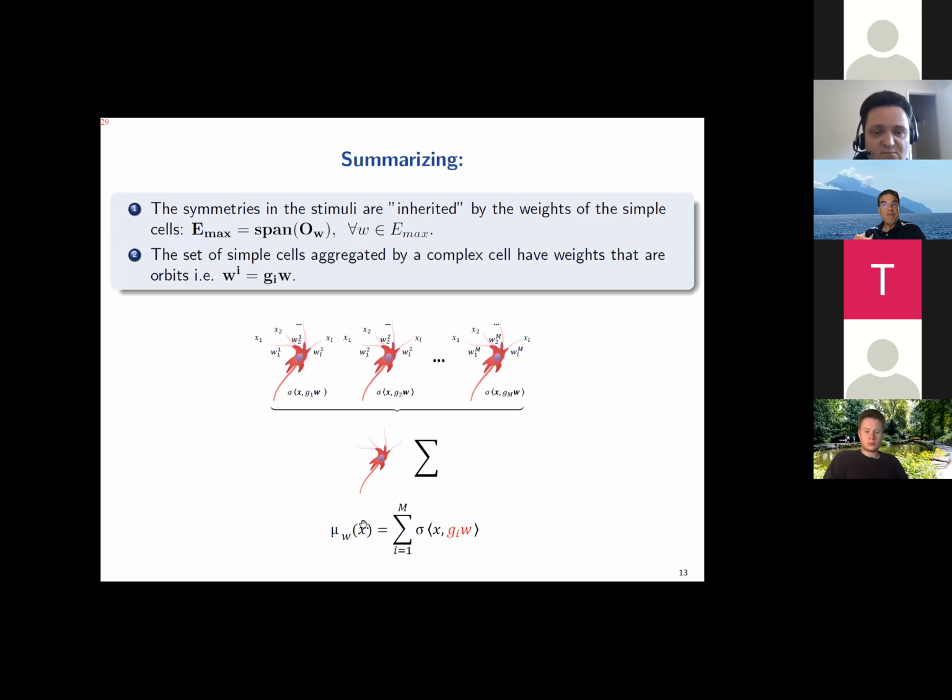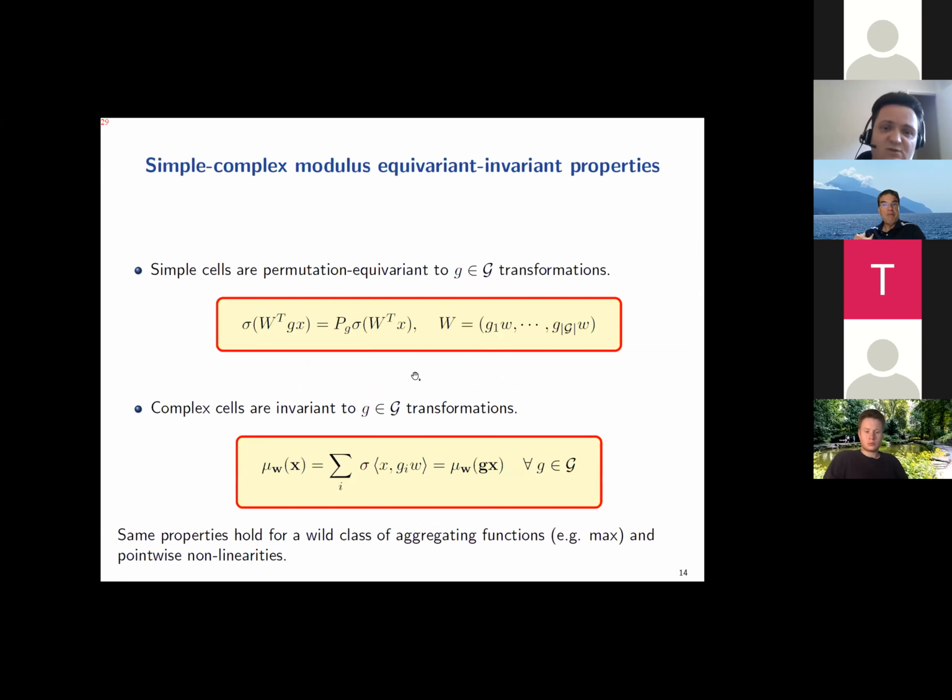So having this particular form of neural representation immediately allows you to understand how equivariant and invariant properties emerge. Just for simplicity, organize the weights of your simple cells in a matrix. So this is a matrix whose columns are vectors, and those are an orbit of omega. Okay, so the simple cells response, you can write it as the application of omega transpose, so the linear operator of the weights onto the stimuli, and then you have a pointwise filtering.